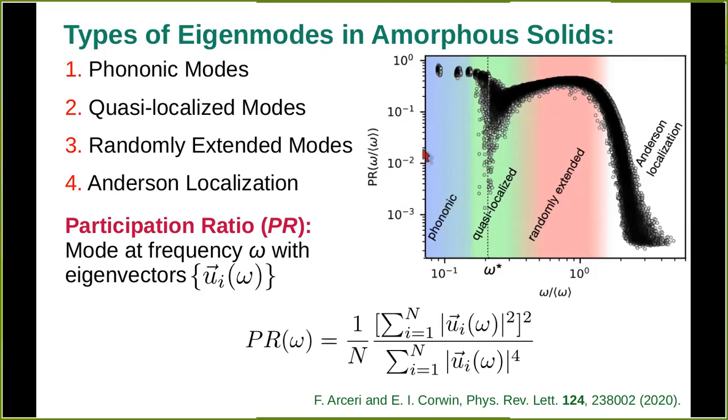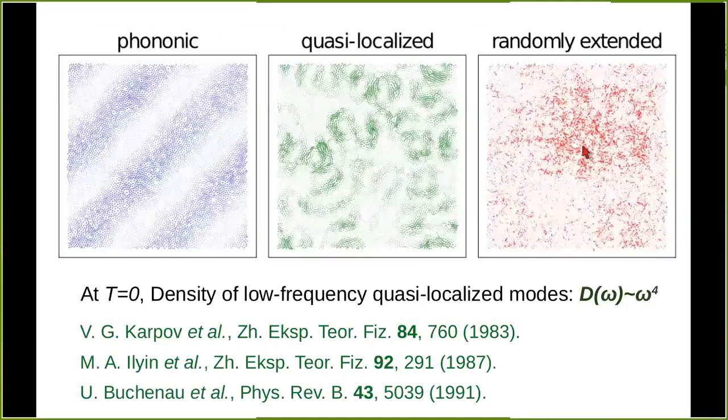For phononic modes, participation ratio is found to be of the order of 1. For quasi-localized mode, we define it to be below 0.1. For randomly extended mode, it is between 0.1 and 1. For Anderson localization mode, the participation ratio is below 0.1, but they appear in the very high frequency domain. These are the plots of different types of mode. In phononic mode, we have a bunch of particles that are oscillating in unison and are extended throughout the system.